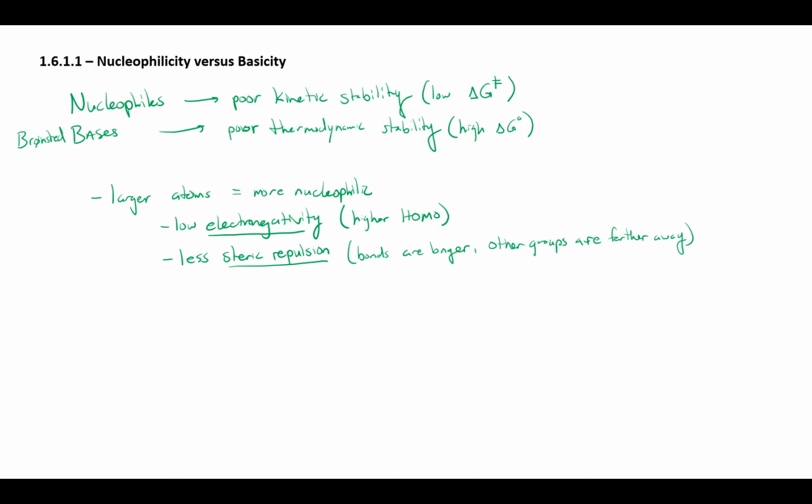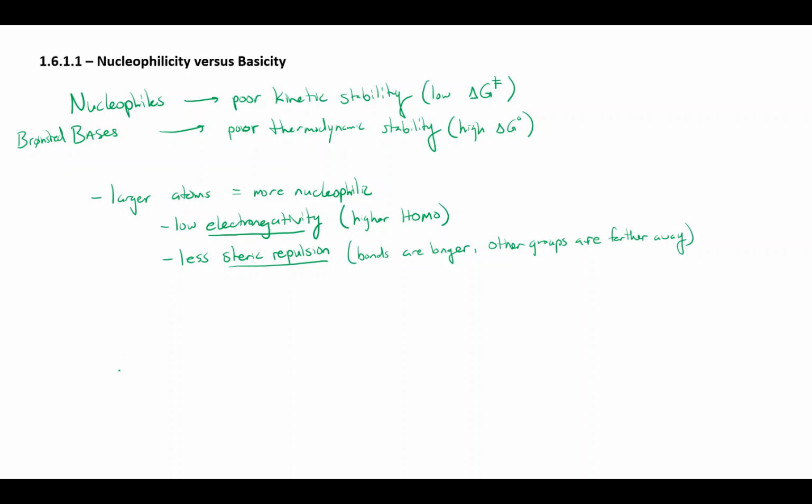The more steric repulsion we have around a base, the more kinetically stable it's going to be, the slower it's going to be to react. The more steric repulsion we add around our nucleophilic position, the harder it is for that nucleophilic position to get started in the reaction, because it has to overcome that steric repulsion. So less steric repulsion means more nucleophilicity. And the opposite is also true.